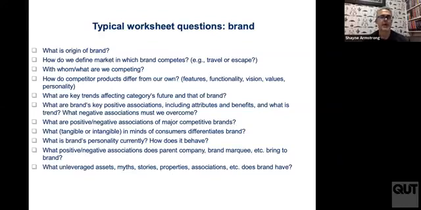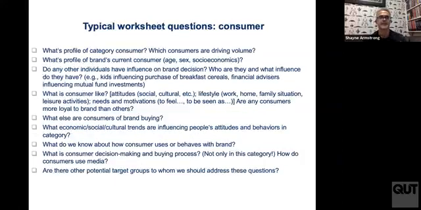How do the competitor products differ from their own? What are their features, their functionality, visions, values, etc.? Again, I won't read through them all. You get the idea. Then some typical worksheet questions about the consumer.